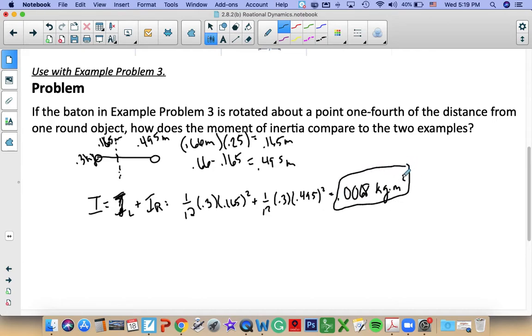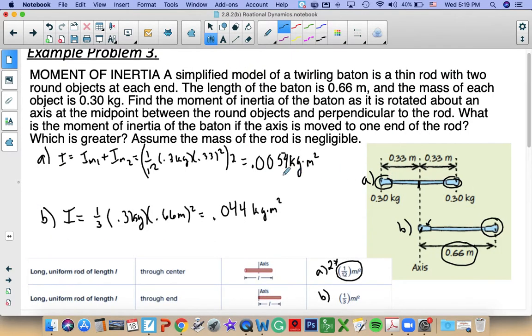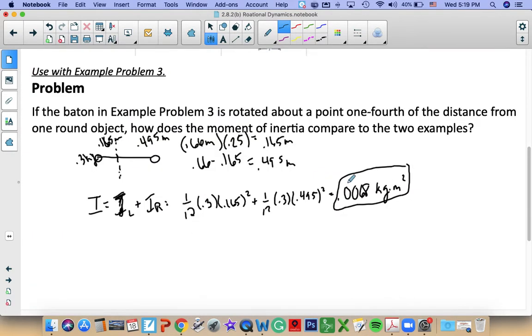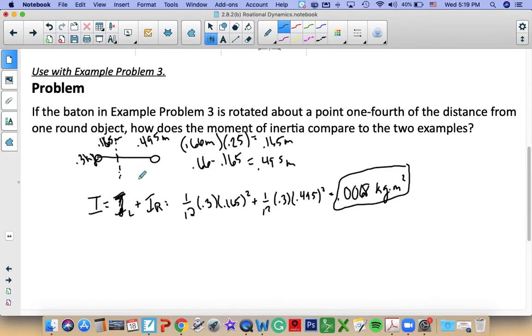So we can scroll back up and compare our numbers. That's a 0.0054. We got 0.0068. So yeah, it's not bad. It's a little bit more than that, but not nearly as much as that. That makes sense because this is 1/4 of the way there, so I'm pretty close to the center of the baton.